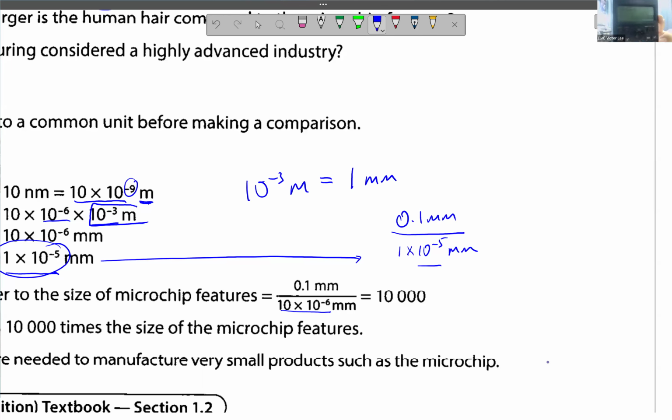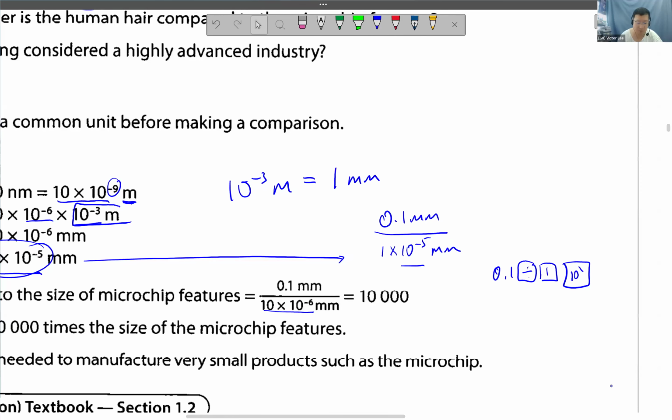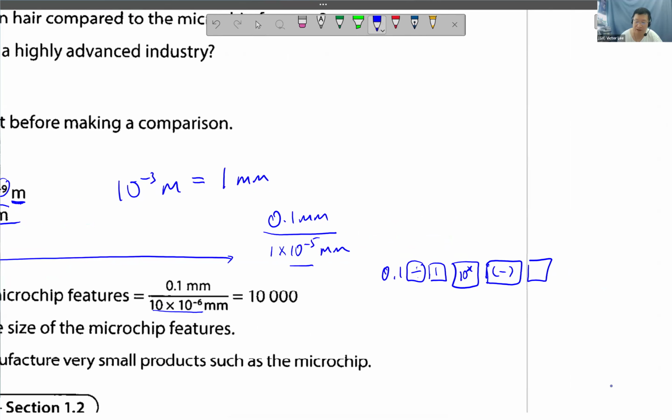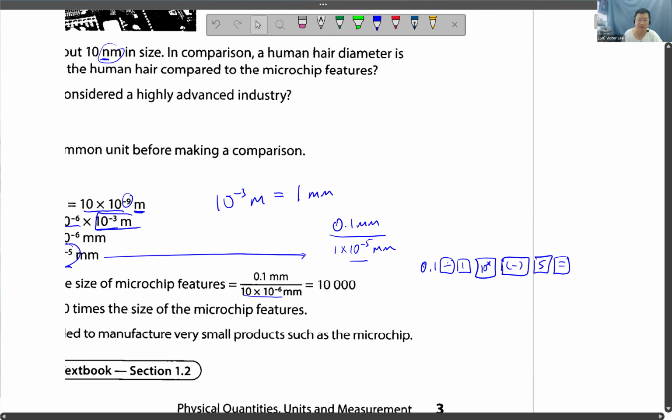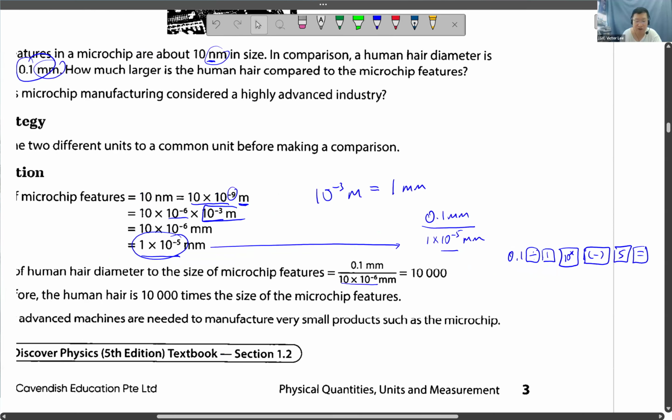Do you see my display? Can you see? So I press 0.1. Then I press divide button. I press 1 button. I press the 10x button. Then I press the minus sign. Then I press a 5. Then press equal. You got it? So you must know how to press this feature. So it's 10,000 times. Okay, that's how you do it. So this is an application of conversion.